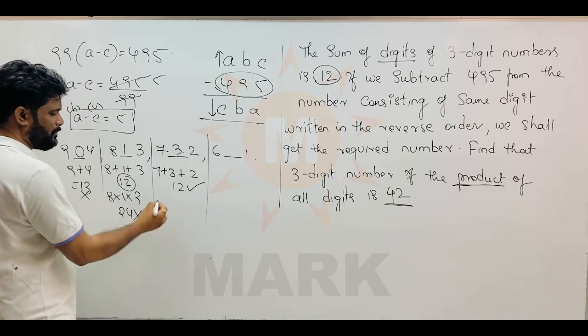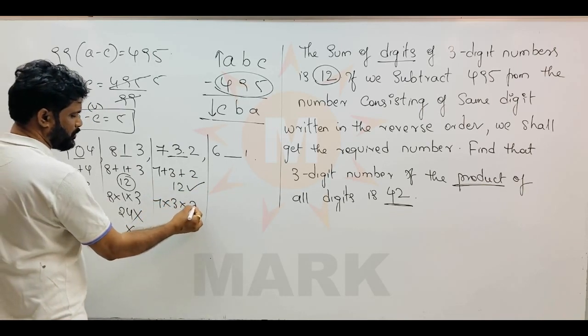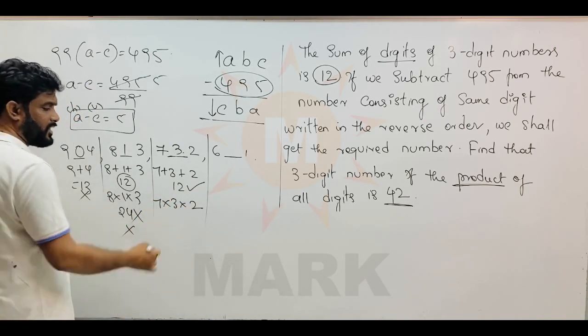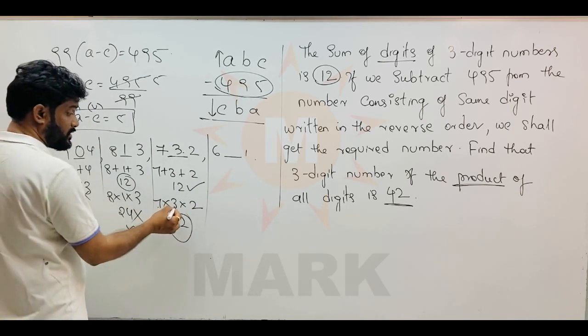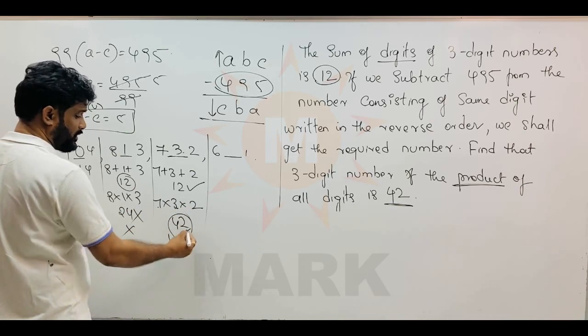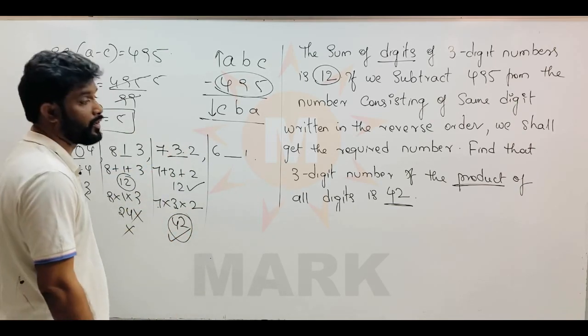That is okay. But 7 into 3 into 2 is equal to 42. Yes, I think it is satisfied. 7 into 3 is equal to 21, 21 into 2 is equal to 42. This could be the answer, but let us check the fourth one also.